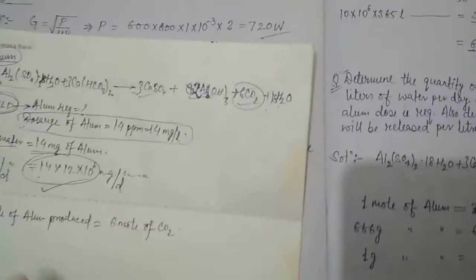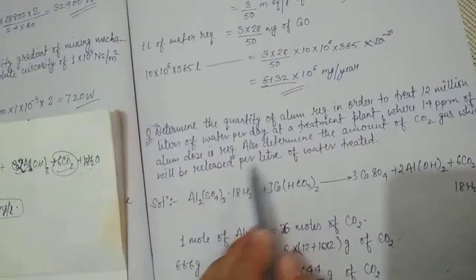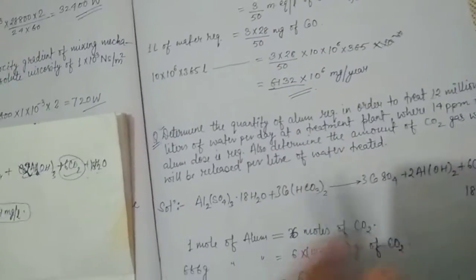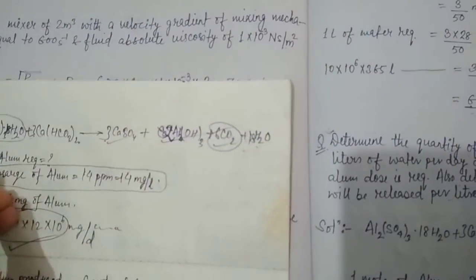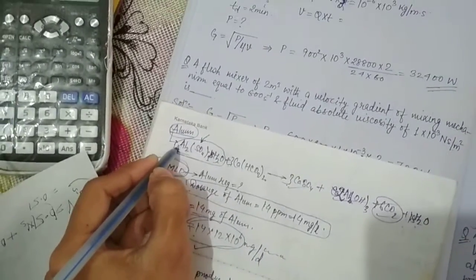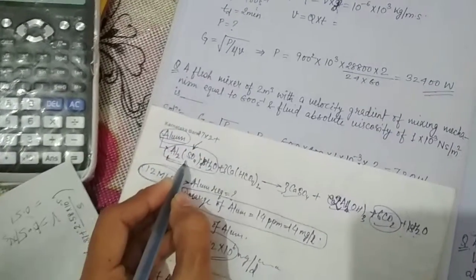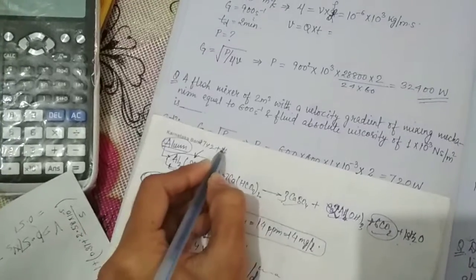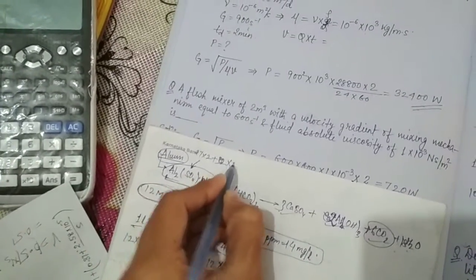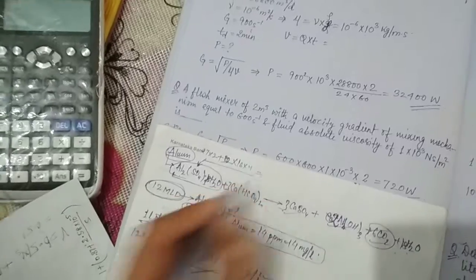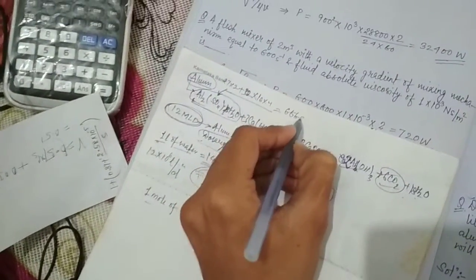We have to find it per amount. The final answer will be in milligram per liter. So 1 mole is equal to how many grams? I'm not calculating each part, I'm just saying how to calculate. For aluminum we know its weight is 27 and there are 2, so 2 times 27, plus sulfur, which is 32, then oxygen is 16 into 4. Just like that you calculate, and you will get the final 666 gram.